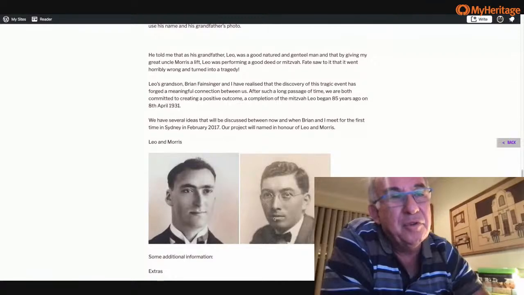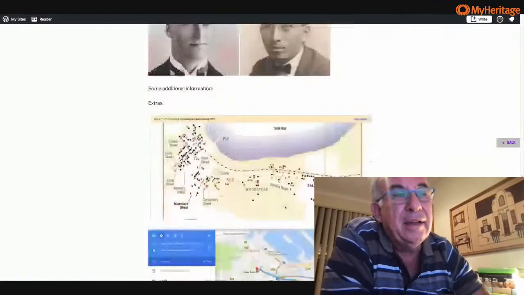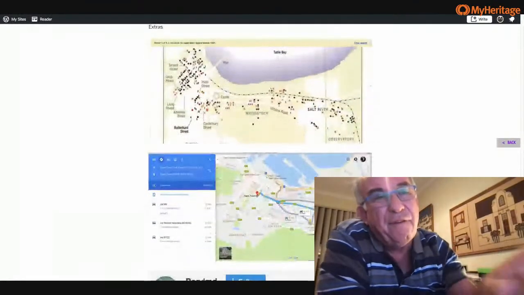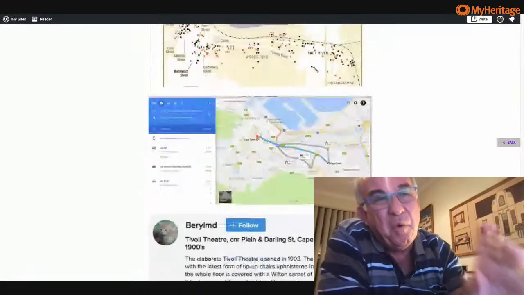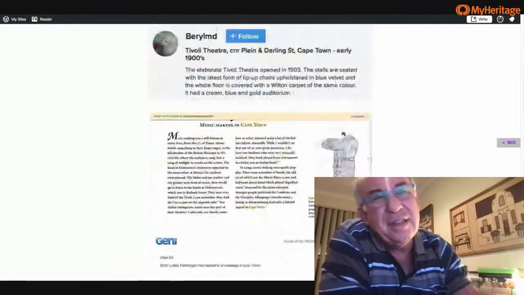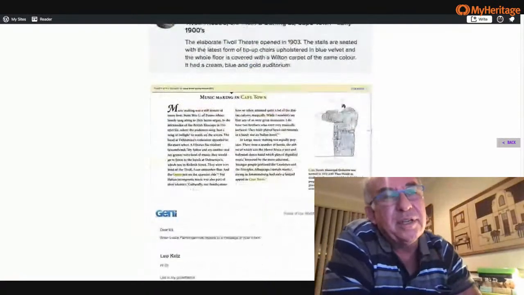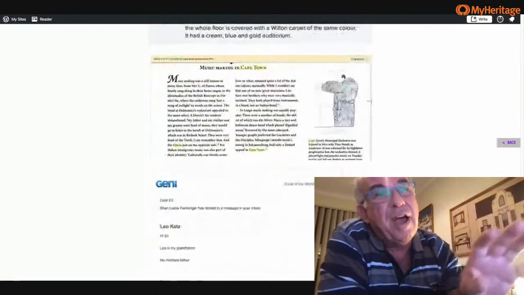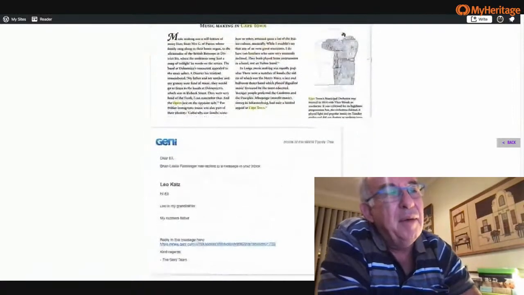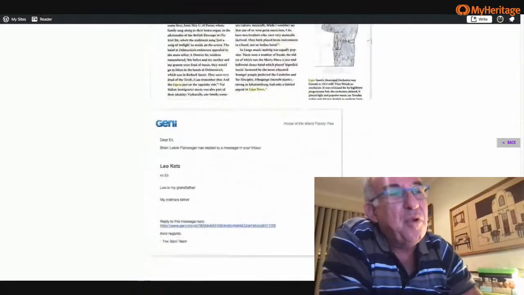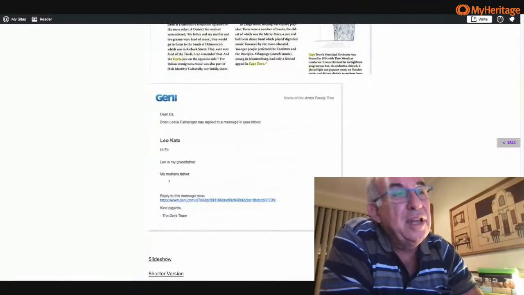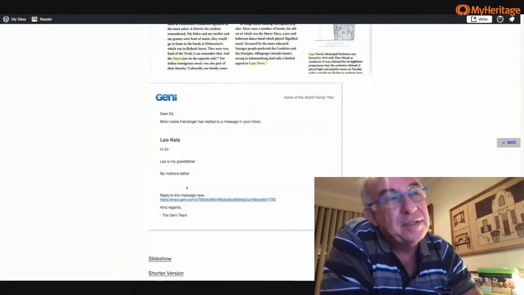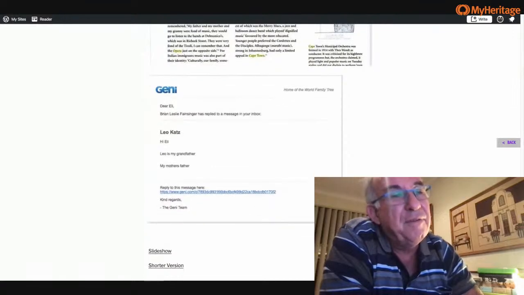So there's the two people, Mr. Katz and Moshe Ravenowitz. And there's more, I worked out how far, where he got picked up and to where the accident was. And there's just some little tidbits about what was around in that part of Cape Town. And here's the Geni post. Brian Leslie Fasinger has replied to a message in your inbox. Leo is my grandfather, my mother's father. So it was very, very interesting.